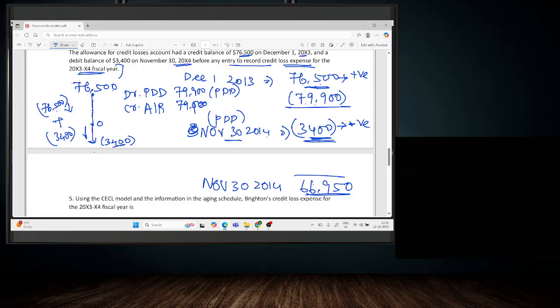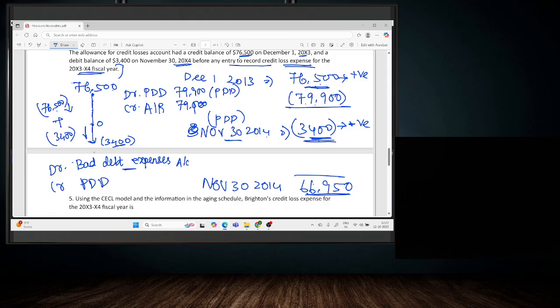But we have only 3,400. So what should we do? We should increase the value of the provision for doubtful debts. That is the adjusting entry we have to pass. Right. So what will be the adjusting entry? Credit provision for doubtful debts, since it should be increased. Then we have to debit what? Debit bad debt expense account. This is nothing but the P&L.